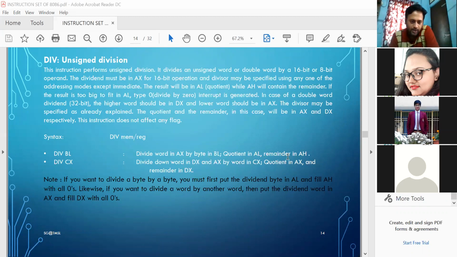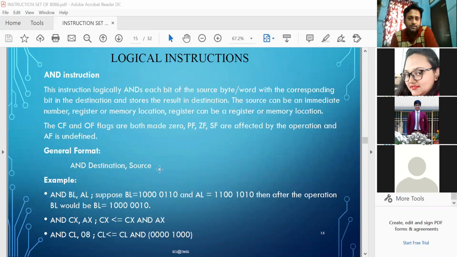and the quotient will be in AL and the remainder in AH. And if you want to perform word by word division, then put the dividend word in AX and fill DX with all zeros, as in the second example. So this can happen for byte by byte operation, and this for word by word division. So multiplication and division have been covered, and the next is the logical instructions.